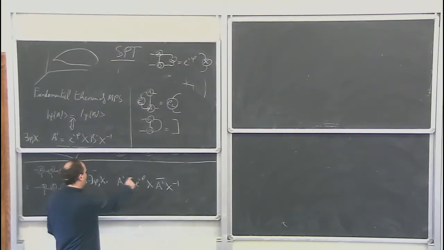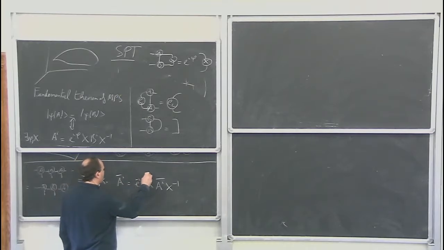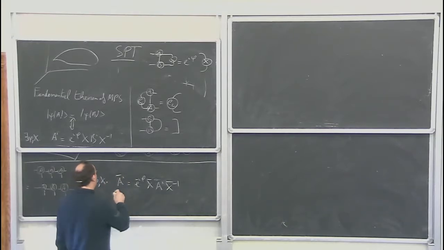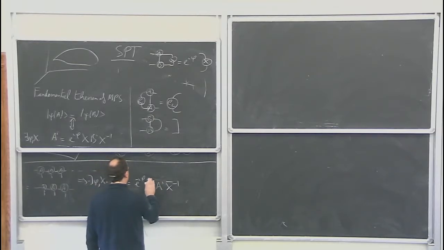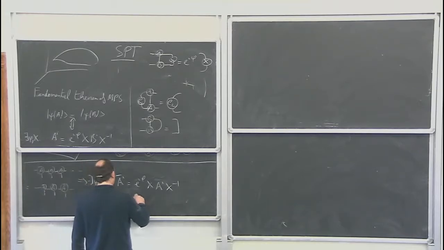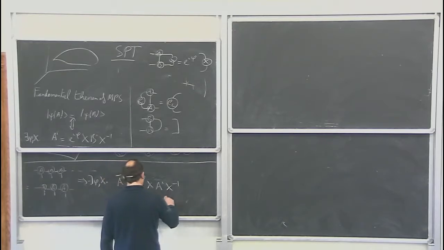So let's do it twice. Let's now take the conjugate. Actually, I wanted this, I'm sorry. So Ā^i is e^{iφ} x A^i x^{-1}. Let's take the bar again. So this means A^i is equal to e^{-iφ} x̄ Ā^i x̄^{-1}.